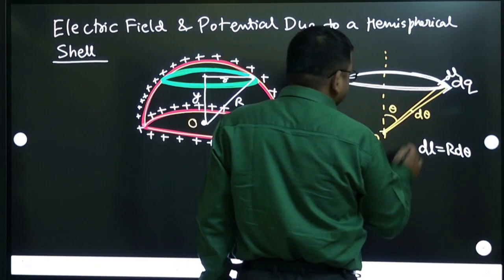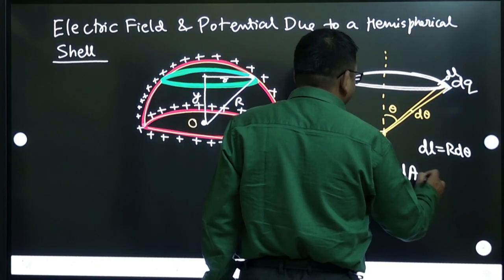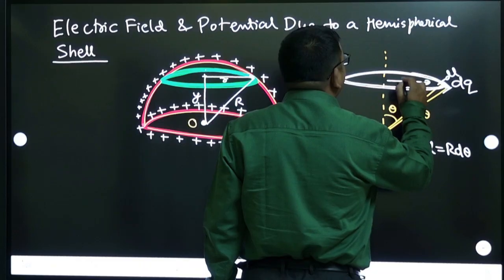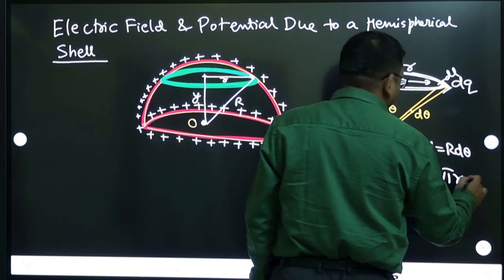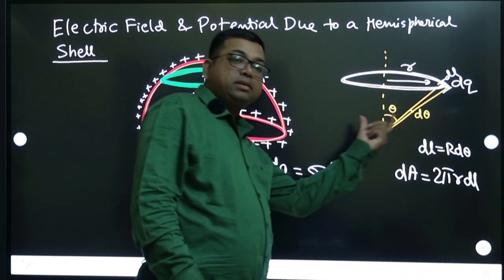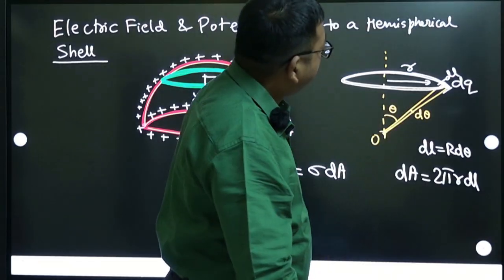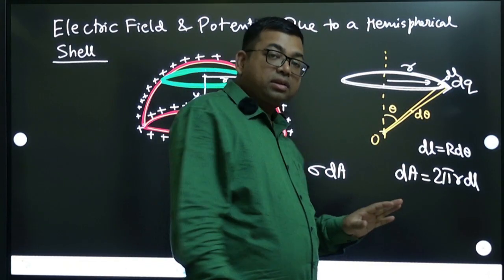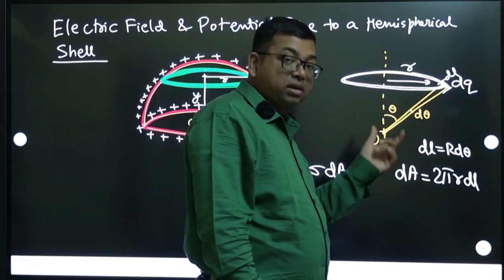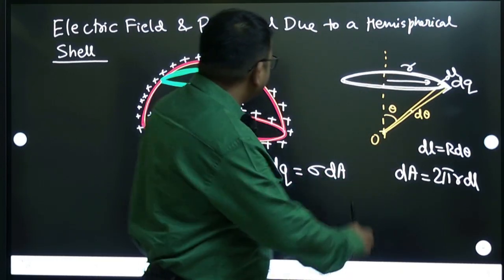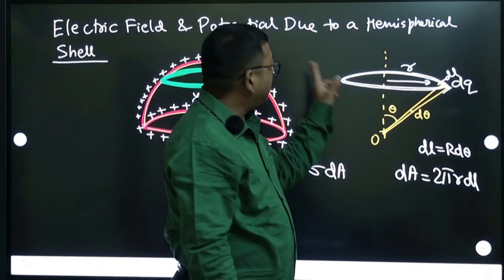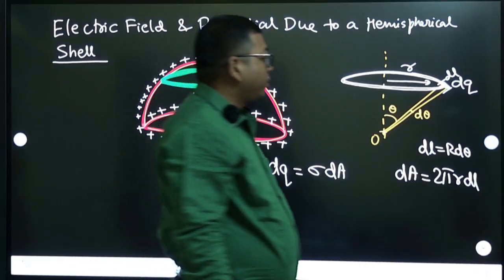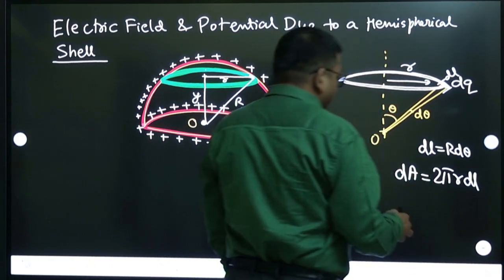But what will be the small area? This length is small r, right? This radius is r, so the area is 2 pi r into dl. 2 pi r is the circumference, into the thickness. You cannot say that the thickness is dr. The thickness is dl because the thickness lies in this direction. Remember, the thickness will be lying in this direction. Okay, then let us try to convert.